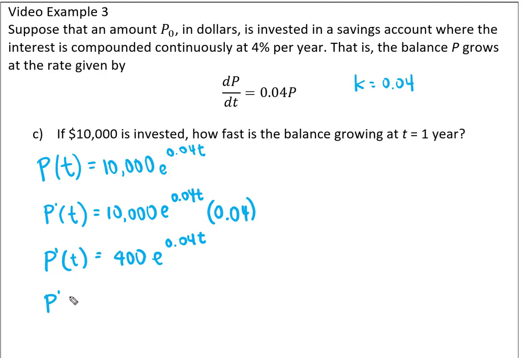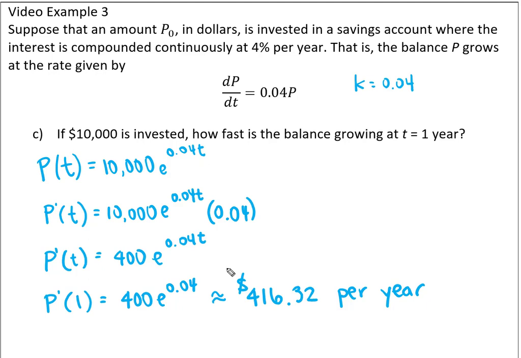So asking ourselves what's the rate of change at 1 year would be plugging 1 into this function. The calculator gives me approximately $416.32. And then we know that it's dP over dt, so that's over a change in time per year. So it's changing at a rate of $416.32 per year.